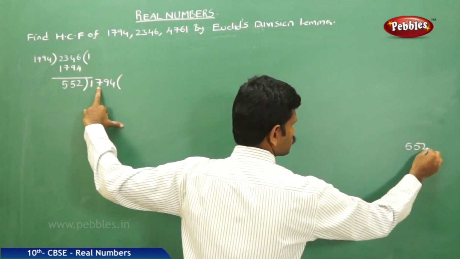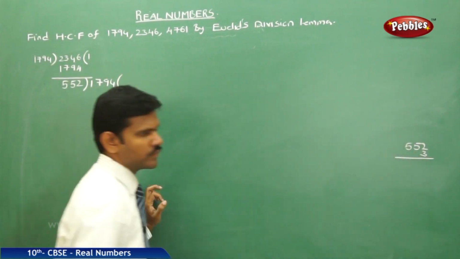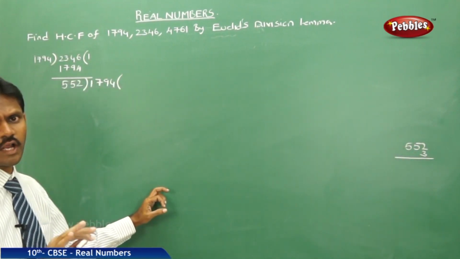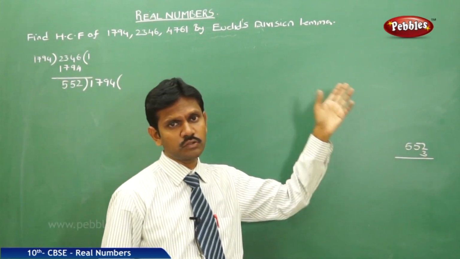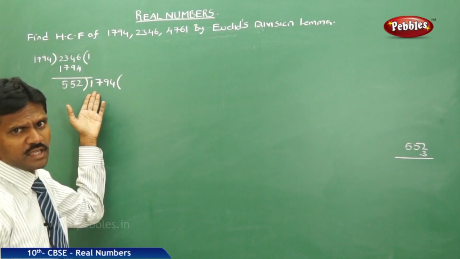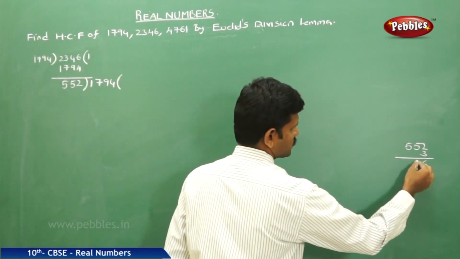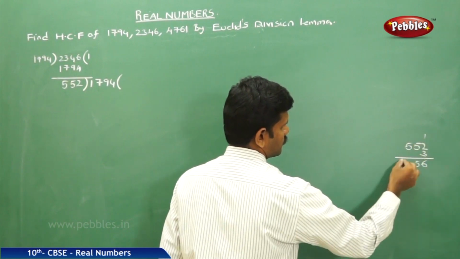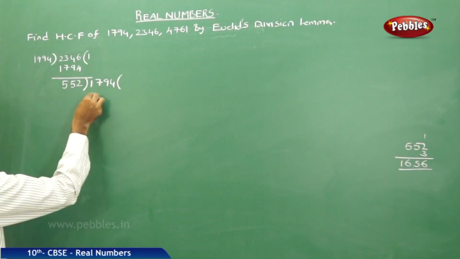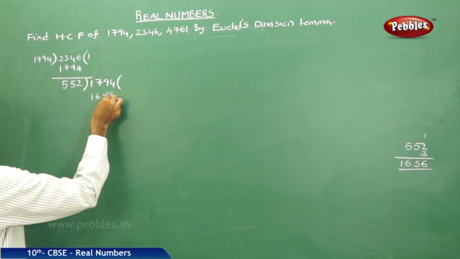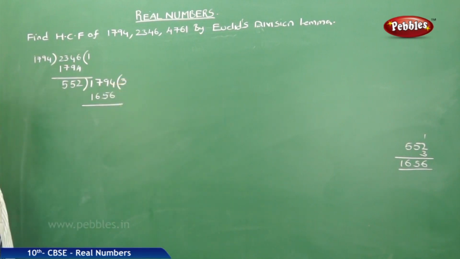5 5 2 times 3. How do we know? 5 times means 5 3s are 15, that is around the 1500 range. Suppose if you place 4 here, 5 4s are 20, that is in the 2000 range. But here only 1700 is there. That is why 6, 15, that is 16, 1656. How many times? That is 3 times.